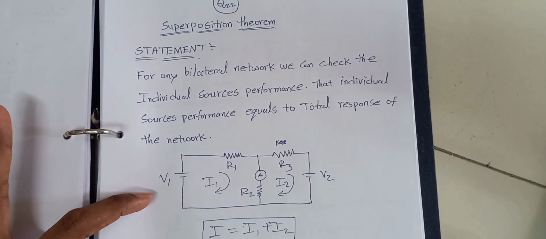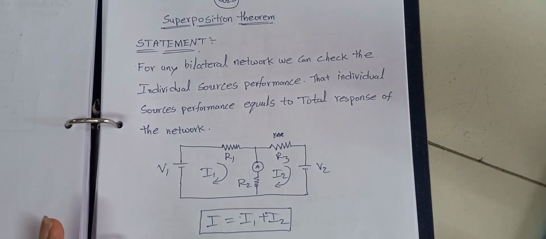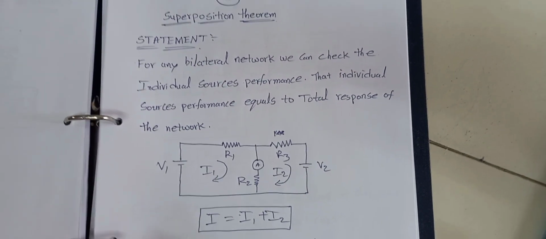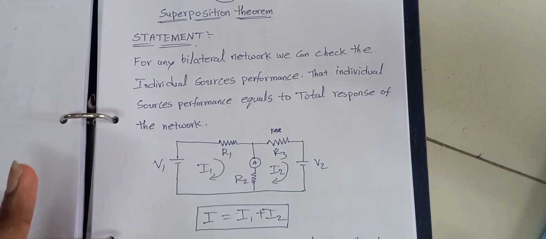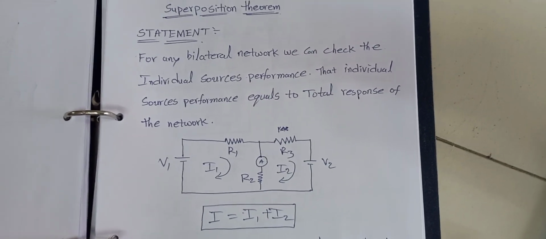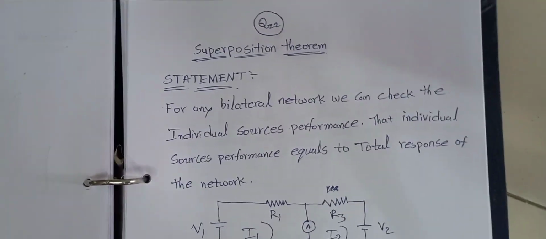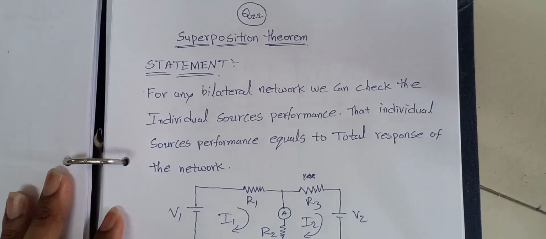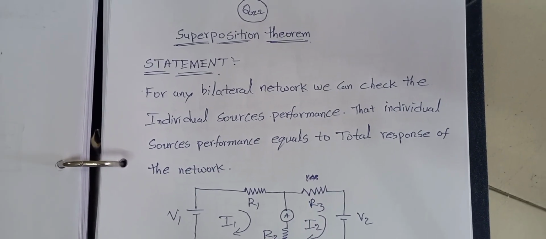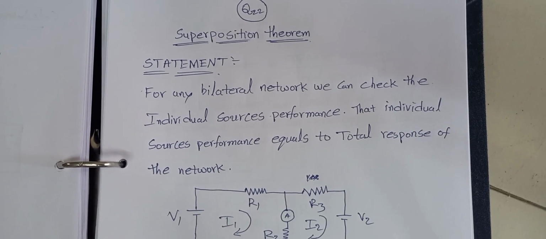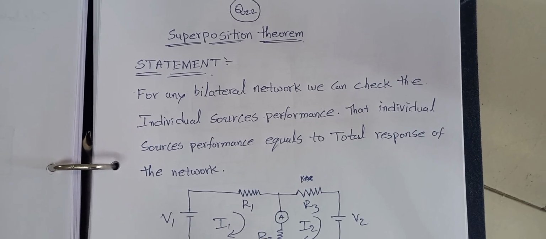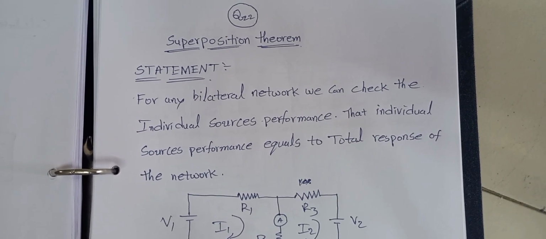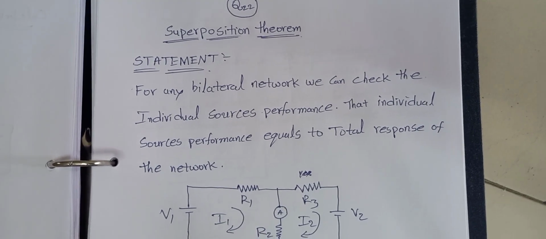In the first case we are calculating I1 current, in the second case we are calculating I2 current, and in the third case we simply add those I1 current and I2 current. And here also the statement is very simple and the smallest. For any bilateral network, we can check the individual source performance. That individual sources' performance equals the total response of the network.